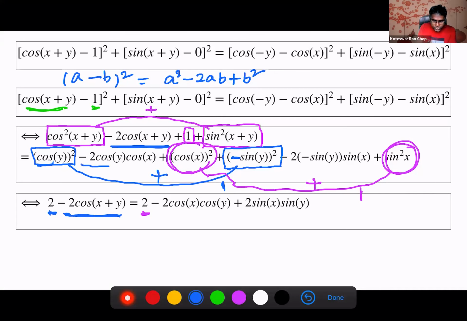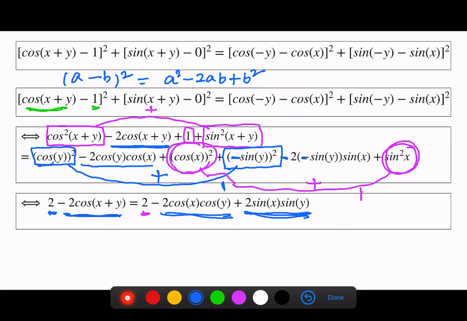Minus 2 into cos y into cos x; maybe I just wrote x first. And then you have this again: this minus into minus will become positive, so plus 2 into sine of x into sine of y. Do you understand, Harsha? Yeah, sir.